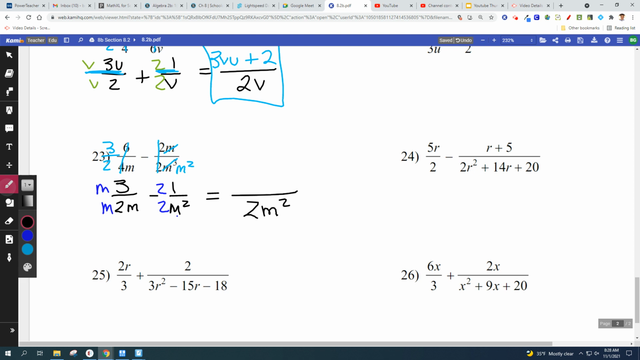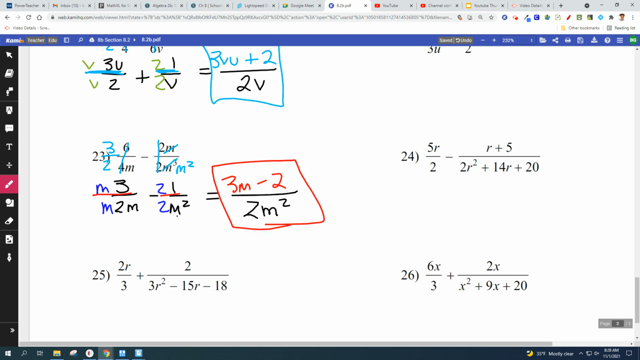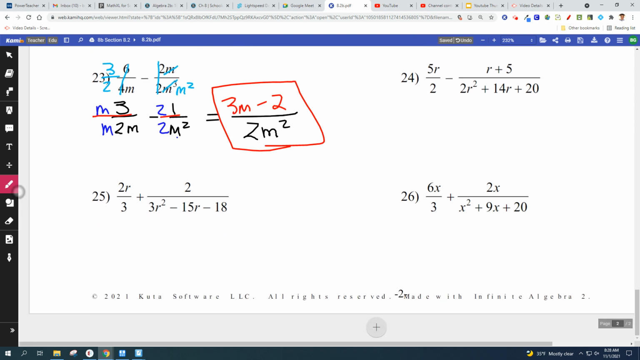What do I have on the top? That's just going to be 3m minus 2. Last one.